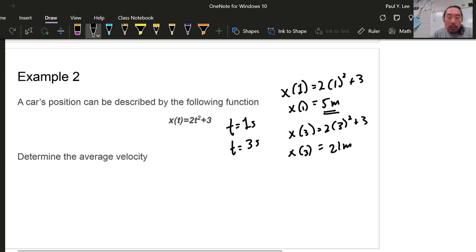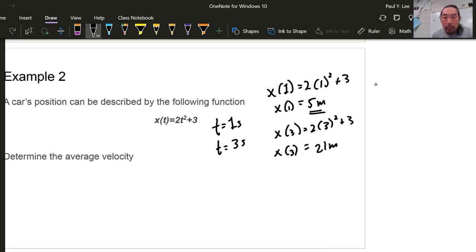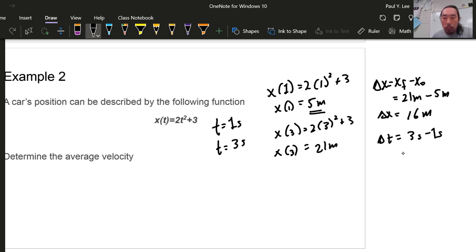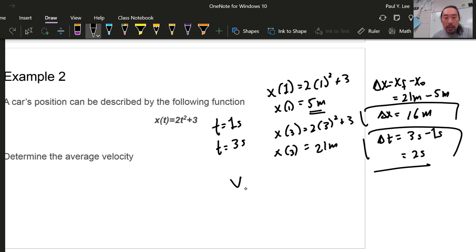So we're about to find the displacement. Remember, displacement is final minus initial position. Our final position is 21 meters. Our initial position was 5 meters. So our total displacement would be positive 16 meters. And the time that it took, the delta t, we went from 1 second to 3 seconds, so it will be 2 seconds. Now, this is all the necessary information for the average.